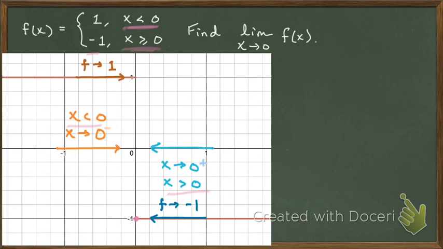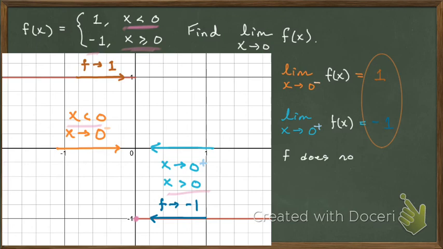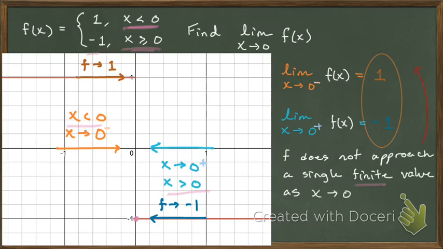These do not match. I'm going to write the left and right hand limit here. The limit as x goes to 0 from the left is 1. The limit as x goes to 0 from the right is minus 1. These guys do not match. F does not approach the same value, a single finite value. That finite is going to be important as x approaches 0.